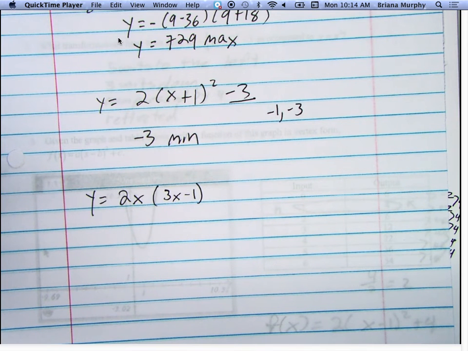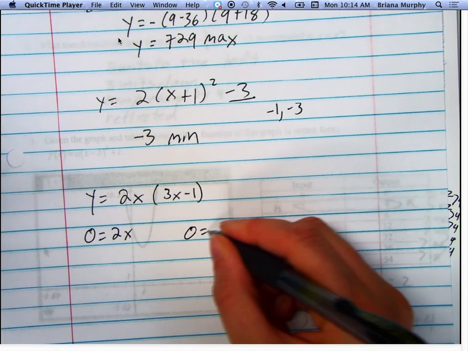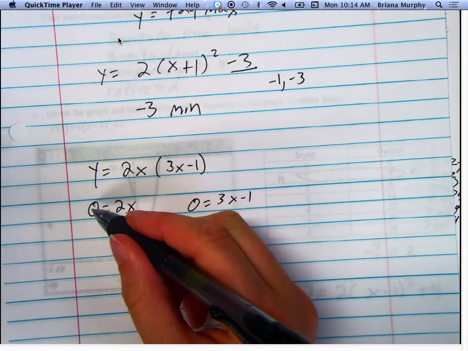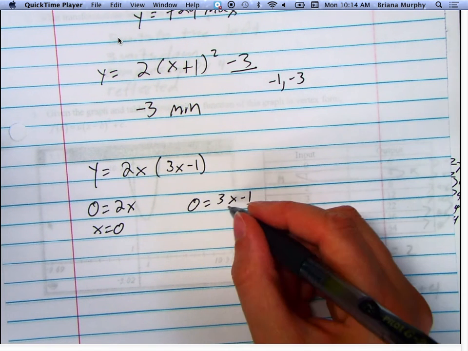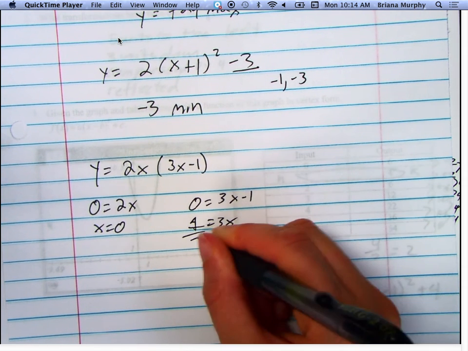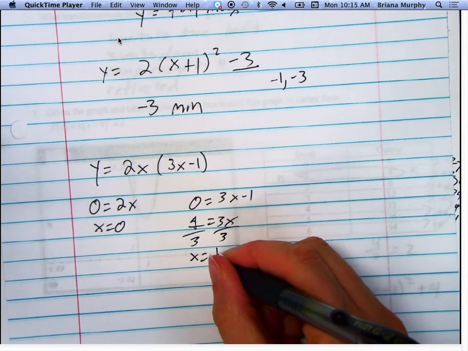So first thing I'm going to do is I want to find both my roots. What is the y value for all the roots? All roots all the time. 0. So I'm going to say 0 equals 2x and 0 equals 3x minus 1. Okay? So to solve this, I'm going to get x equals 0, so that's one of my roots. For this one, I'm going to get 1 equals 3x, divided by 3, x equals 1/3. So those are my two roots, 0 and 1/3.